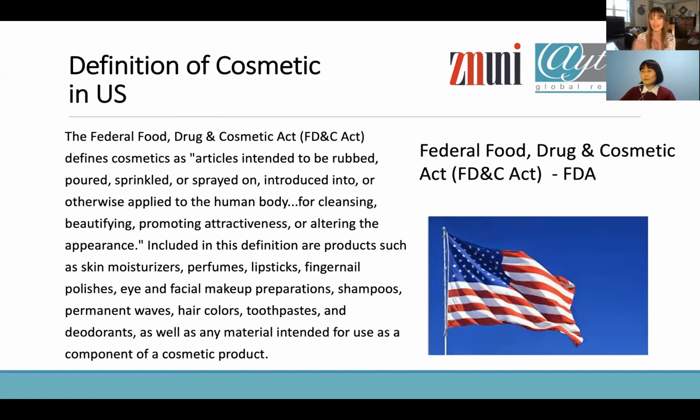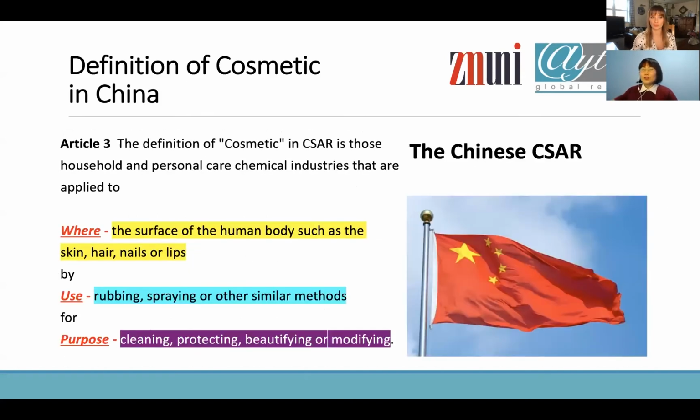So Luna, can you tell us a little bit about what is happening in China with the cosmetic definitions? Yeah, sure. So the Chinese regulation, CSAR, Article 3 on the screen. Based on the logic we just mentioned, I'm going to divide the Chinese cosmetic definition into these three parts: the where, the use, and the purpose.